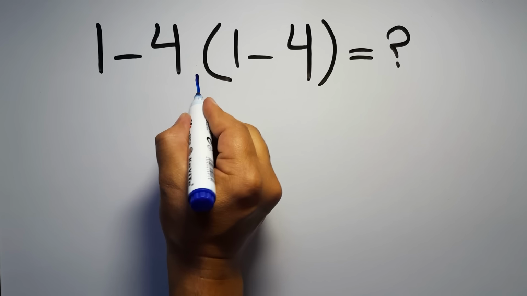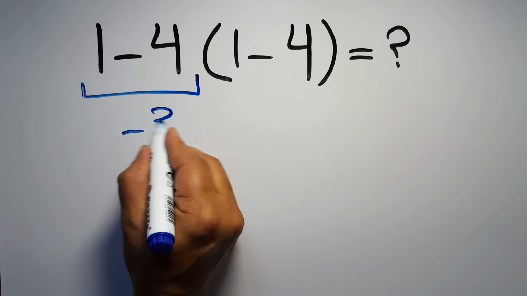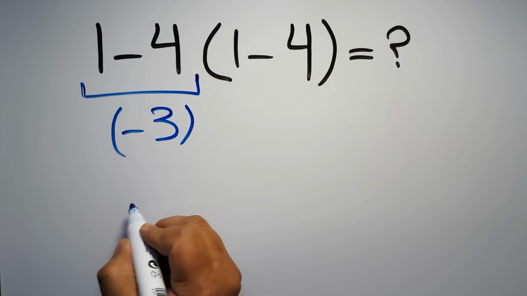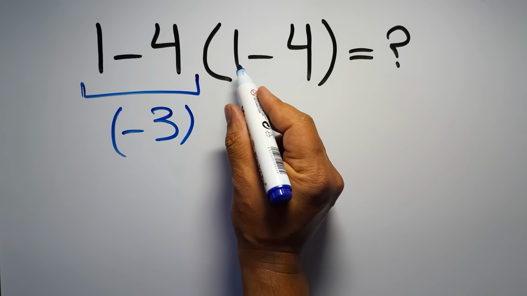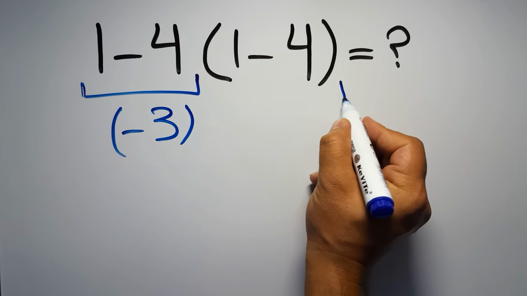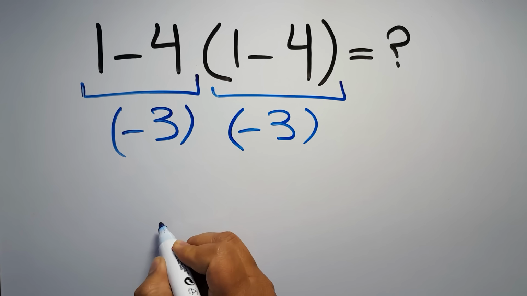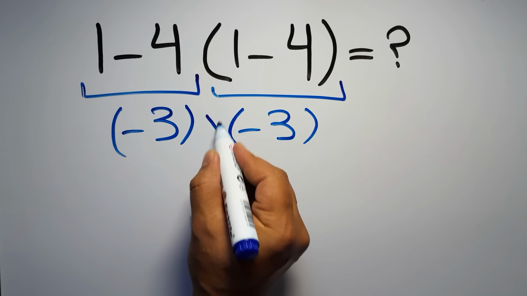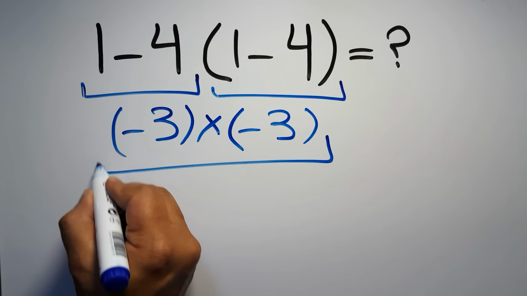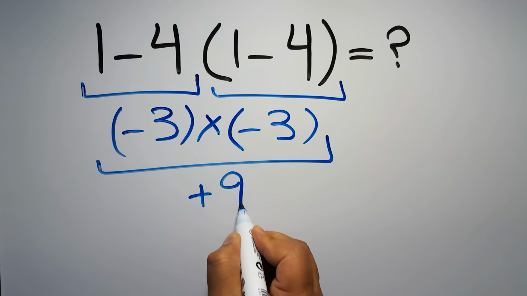1 minus 4 gives us negative 3. And again here inside this parenthesis we have 1 minus 4. So negative 3 times negative 3 gives us positive 9.